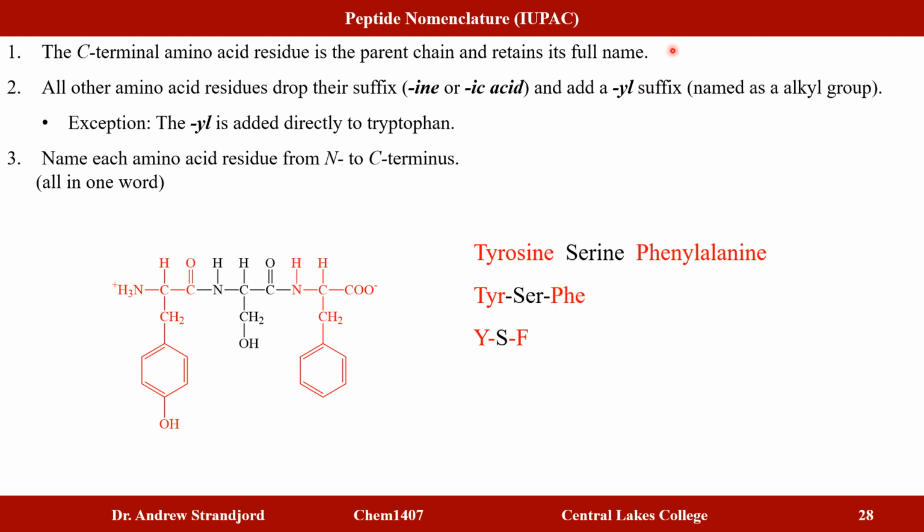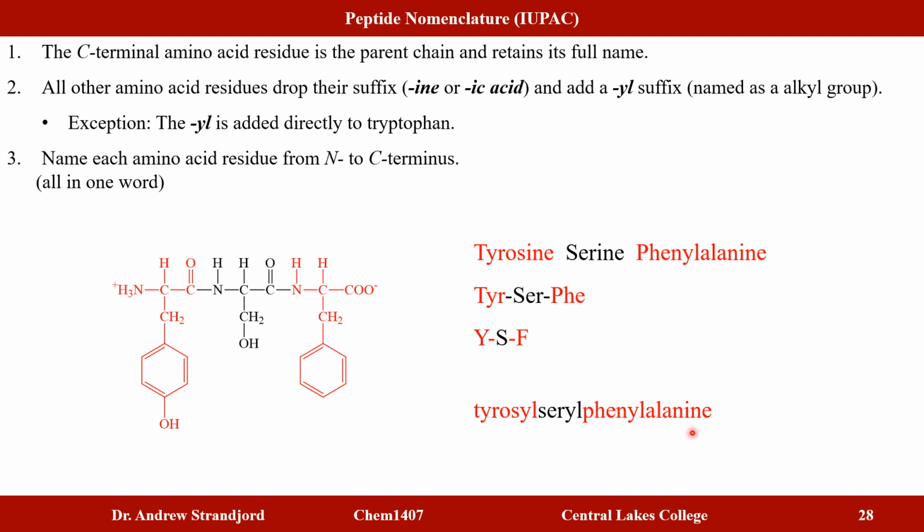IUPAC, however, has come up with a methodology where I name the parent chain as the amino acid residue that is near the C-terminus end of the polypeptide. In this case, that would be phenylalanine. And then I look at the other amino acid residues starting at the N-terminus end, and if the amino acid has an "-ine" or an "-ic acid" on it, I remove that from the name of the amino acid and add YL, sort of making it look like a substituent or an alkyl group. There is one exception to that. If my amino acid is tryptophan, then I typically just add YL to the word tryptophan. So this molecule here would be tyrosyl, serine, phenylalanine.